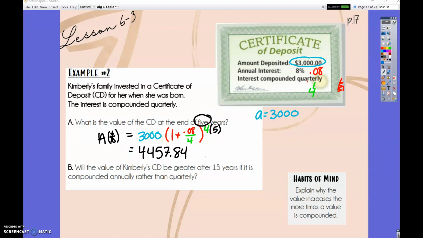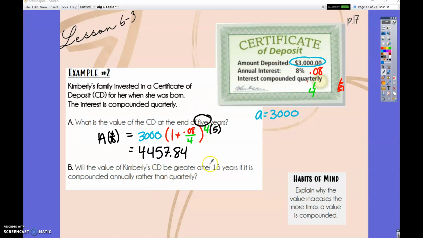So she would have an amount of $4,457.84. Again, just note how we take information, apply each of those pieces of information into their correct spot, and have our calculator do the math.